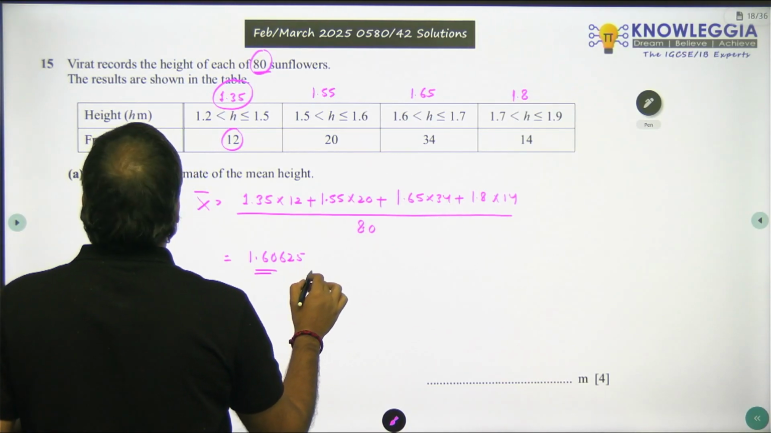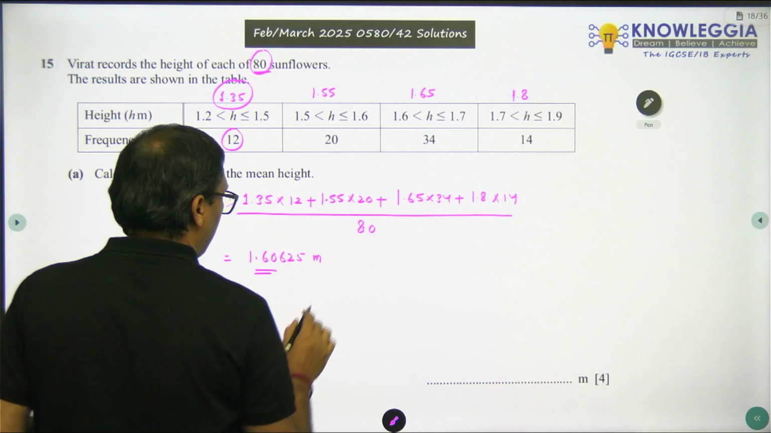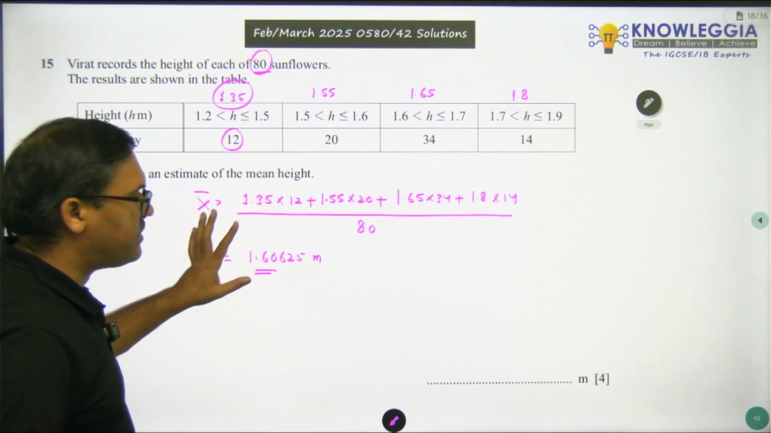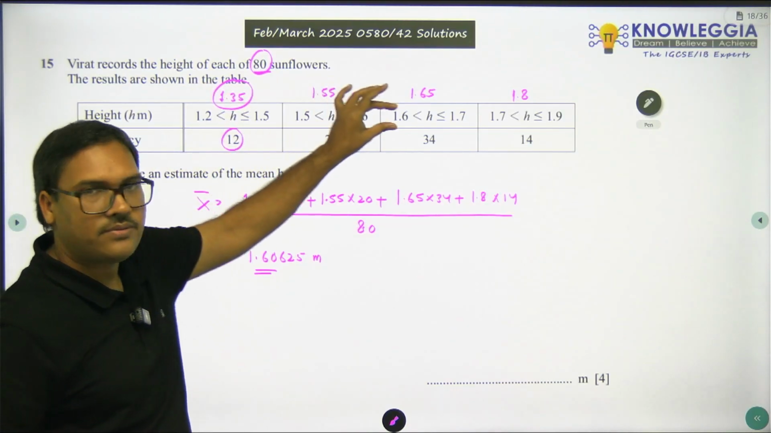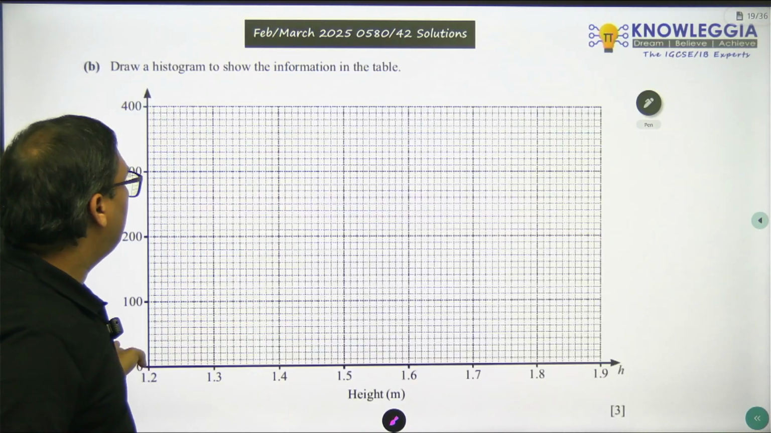What is the data? This is the height, in meters. Okay, that is the mean of this. You can see this is the final answer for this question. I hope this is clear. Just take the midpoints, multiply by the corresponding frequency and divide by the total frequency.